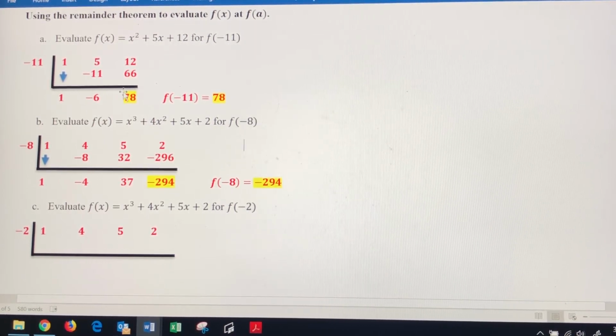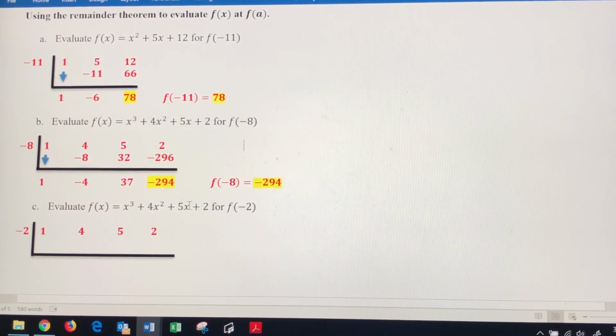Okay. Notice that the remainder in neither of these cases was 0. Therefore, I know negative 11 is not a 0 of this function. I know negative 8 is not a 0 of this function. I also know x plus 11 is not a factor of this quadratic, and I know x plus 8 is not a factor of this cubic, okay?